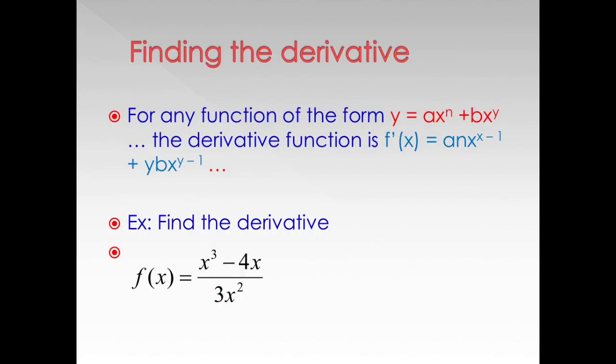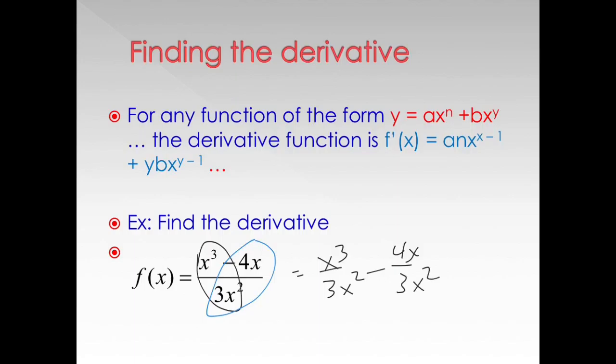Here's another example of an expression that we have to rewrite. So when I rewrite this, I'm going to break it up into 2 separate terms. We have x cubed over 3x squared, and then negative 4x over 3x squared. Again, we have to simplify both of these. So when I simplify the first term, we're going to get x over 3. When I simplify the second term, I'm going to get 4/3 times x to the negative first power.